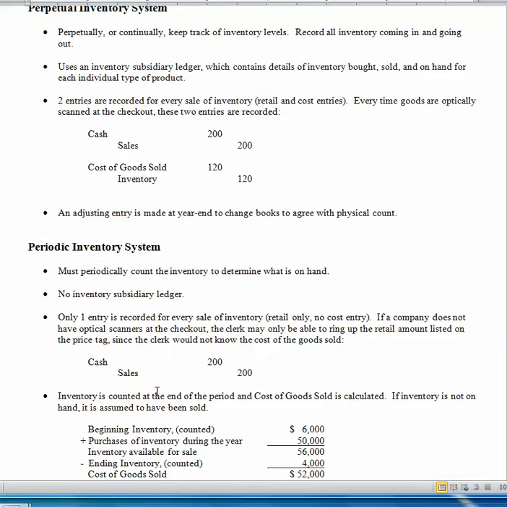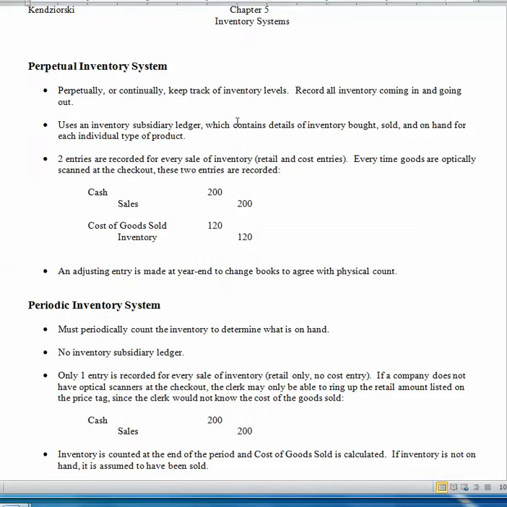All of the journal entries that we're going to be doing, and there will be a lot of them, will all be related to the perpetual inventory system. Perpetual is truly what we're going to be emphasizing in Chapter 5.